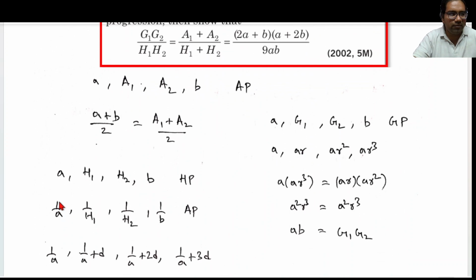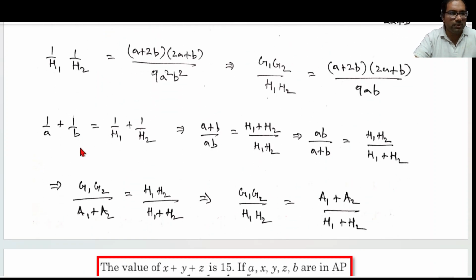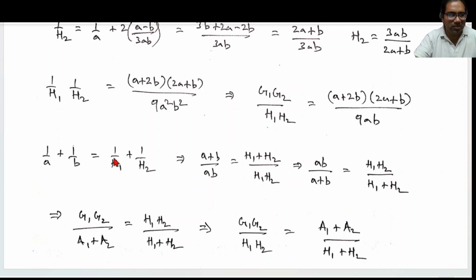See, 1 by A, 1 by H1, 1 by H2, 1 by B, these are in arithmetic progression. That means the sum of these two should be equal to 1 by A plus 1 by B. Here also we did the same thing. The sum of the second term and third term should be equal to the sum of first term and fourth term, right? So what does that mean? 1 by A plus 1 by B should be equal to 1 by H1 plus 1 by H2.